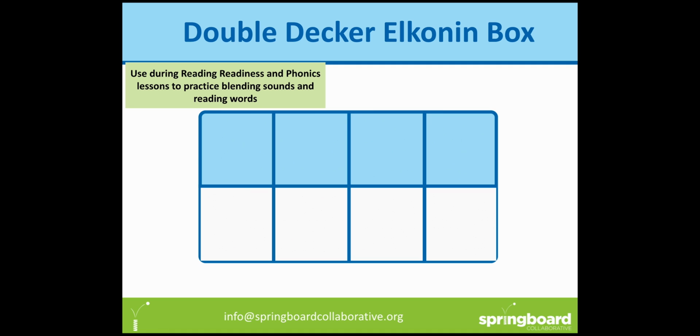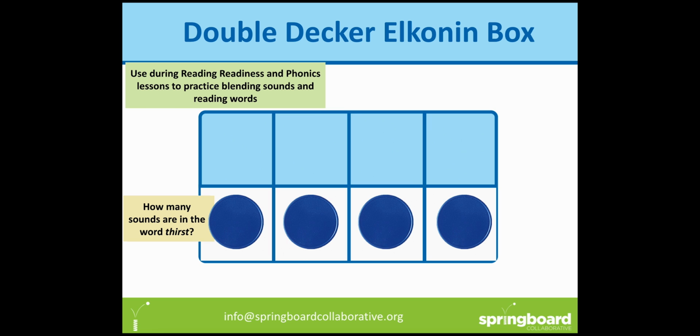For words that have more letters than sounds, such as words with digraphs or silent E, remind students that sounds do not always have a one-to-one correspondence with letters. Place tokens on the bottom row based on the number of sounds in the word. How many sounds are in the word thirst? Th, s, t has 4 sounds, so I'll put 4 tokens in the bottom row.